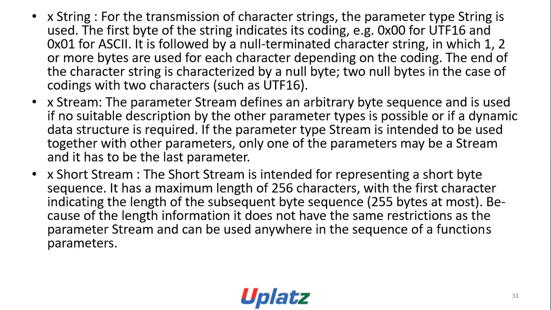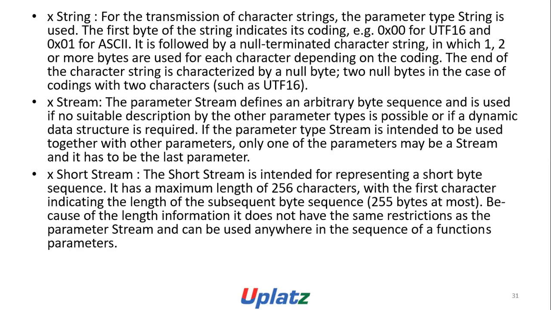Stream. The parameter stream defines an arbitrary byte sequence and is used if no suitable description by the other parameter types is possible, or if a dynamic data structure is required. If the parameter type stream is intended to be used together with other parameters, only one of the parameters may be stream, and it has to be the last parameter.